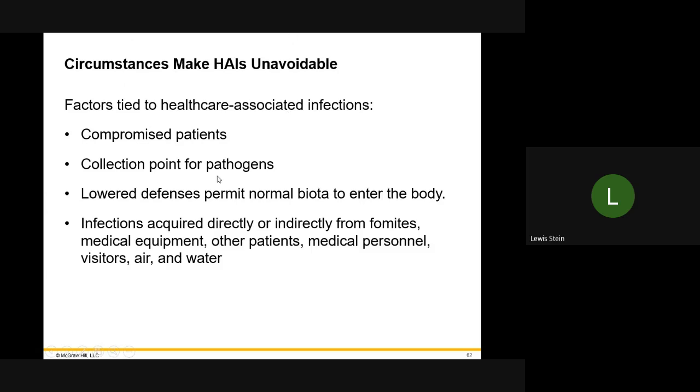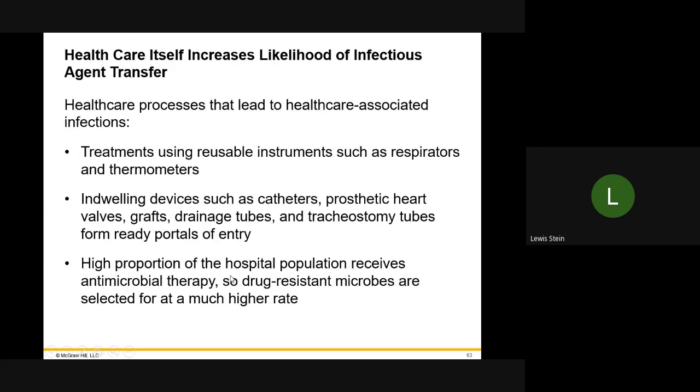Factors tied: collection point, lowered defenses. Again, that's more about compromised hosts. Acquired directly or indirectly from fomites, equipment. That's the catheter aspect. Other patients, potentially. Medical personnel, surely. Visitors, why they ask you all those questions, why you're always wearing a mask. I just had one on yesterday because I had a doctor's visit over at the AGH in Wexford, etc., etc.